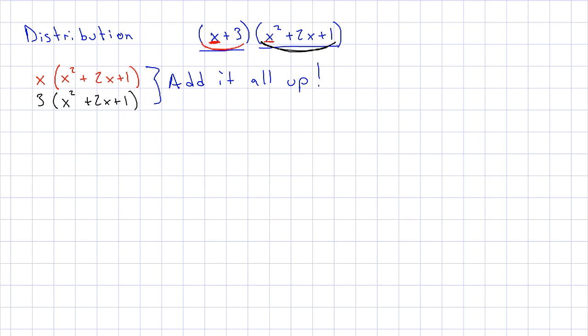So we'll begin with the x, the first line. x times x squared is x cubed. x times 2x is 2x squared. And x times 1 is x. Then when I'm looking at my second line, the 3, I have 3 times x squared is 3x squared. 3 times 2x is 6x. And 3 times 1 is 3. Now, in order to get my answer, I need to add it.